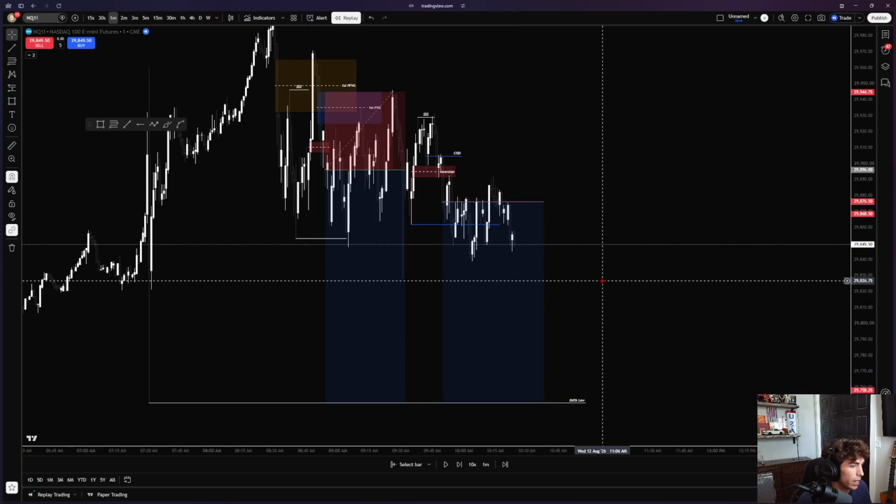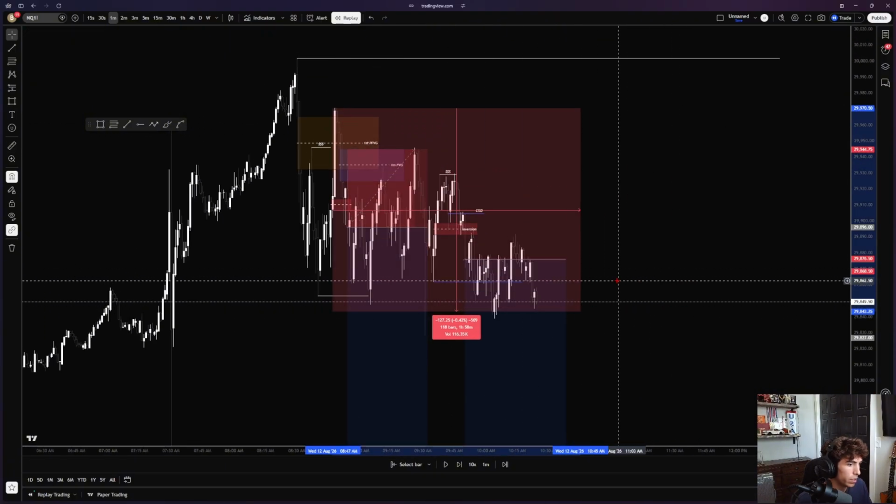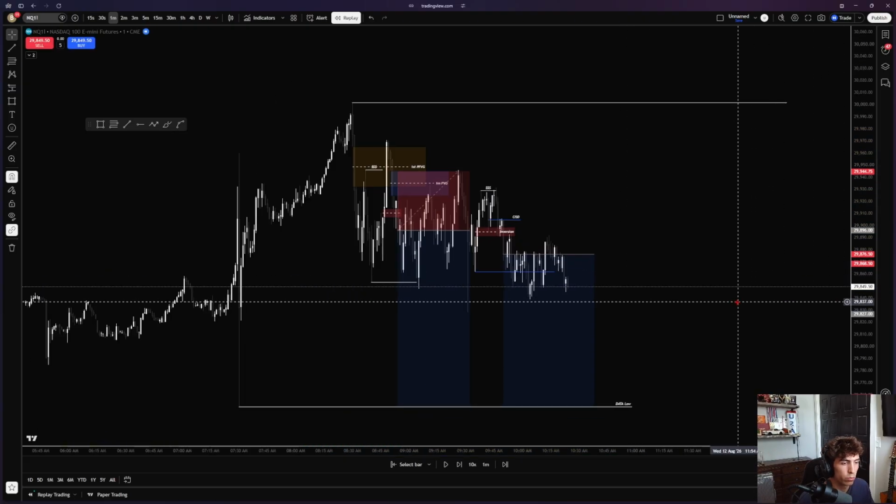I hopped off the charts. I was tired of watching this because look at this range we sat in for about an hour, or almost 2 hours now. So I did not want to watch this anymore. So these were the 2 trades I took, 1 loss, 1 break even.